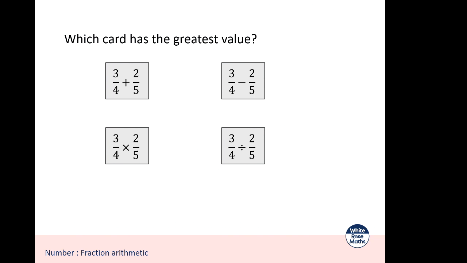8 and 18. So again, looking at some fractions. Which one is going to give us the greatest value? So let's do the multiplying first. When you multiply fractions, multiply top by top, I get 6, and bottom by bottom, I get 20. I get 6/20ths, which simplifies to 3/10ths.